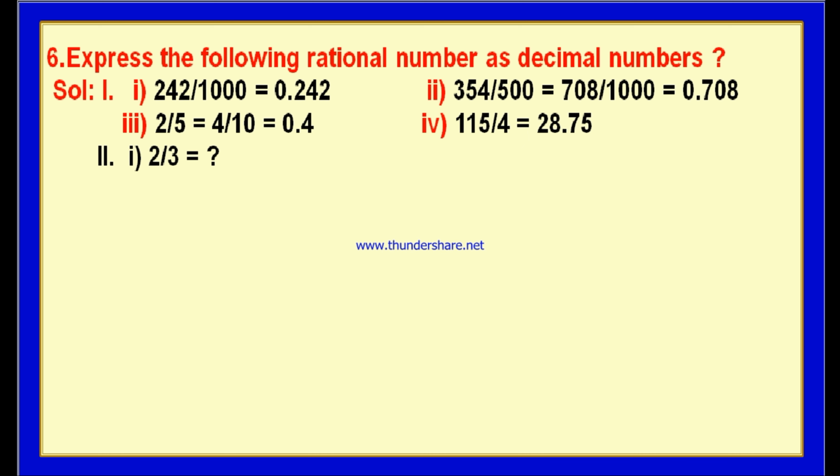Now the second bit in this: 2 by 3. This is a rational number, convert it into a decimal number. Minus 25 by 36. It is a rational number, convert it into a decimal number. 22 by 7. It is a rational number, convert it into a decimal number. Now let us convert all these 3 rational numbers into decimal numbers.